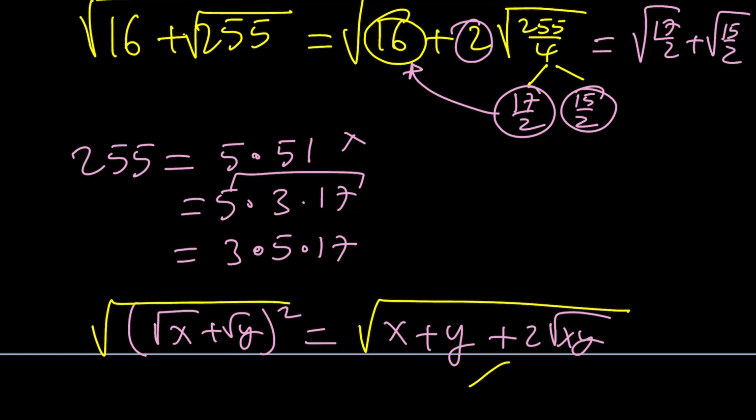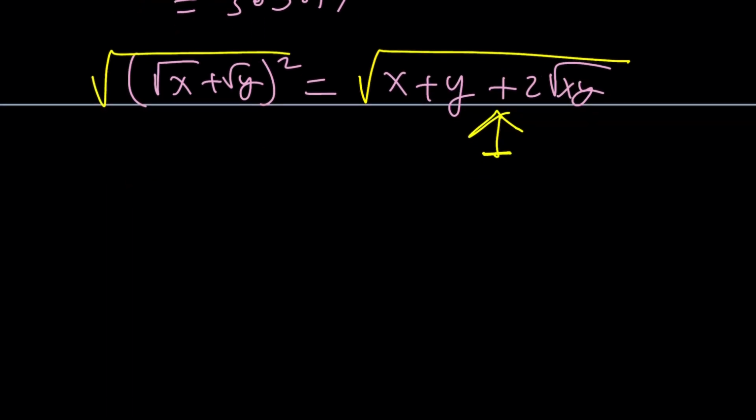This is what we have. Get it? And this is what we're trying to get. Okay. This is given. This is the goal. Okay. So that's basically it.